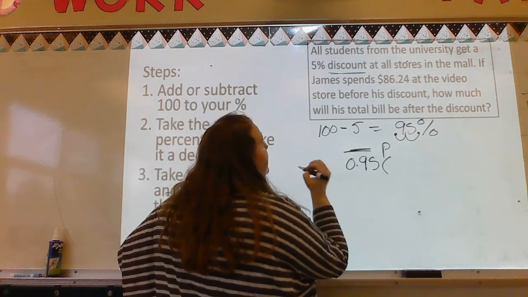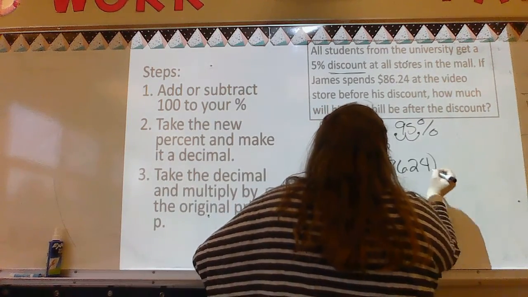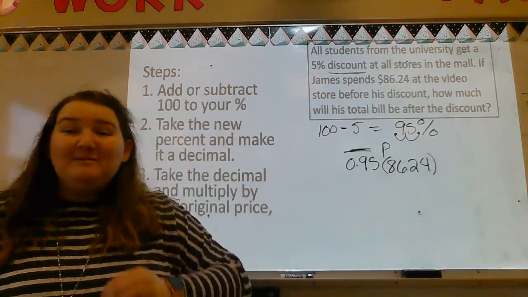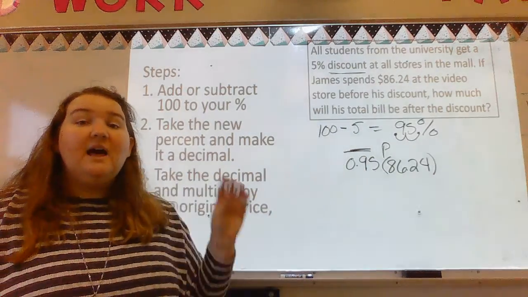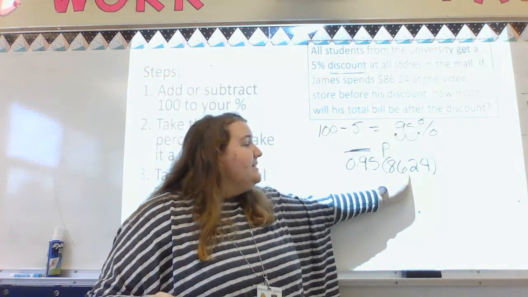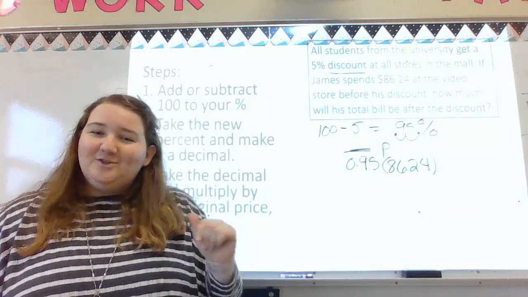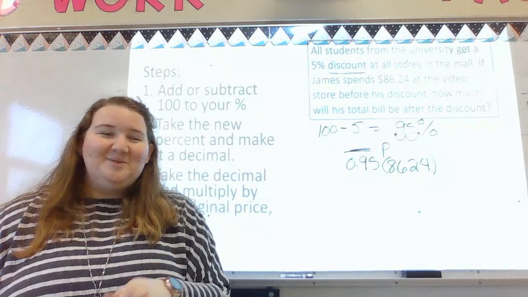And my price here is $86.24. Okay? Decimals are going to be so important in this unit, okay? Because a lot of times we're talking about money, okay? And would you rather have $86 or $86.24? You always want that little bit of extra money, okay? So be careful with those decimals.